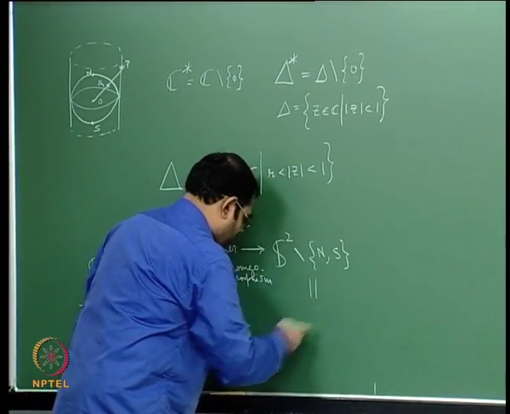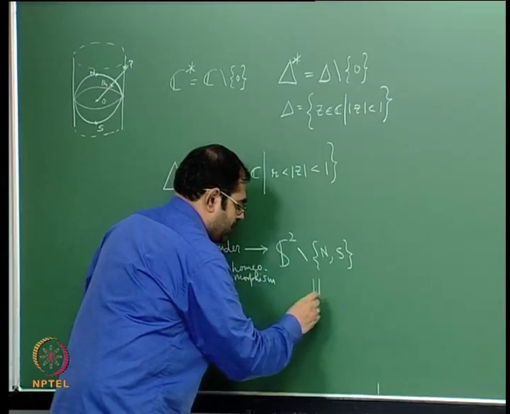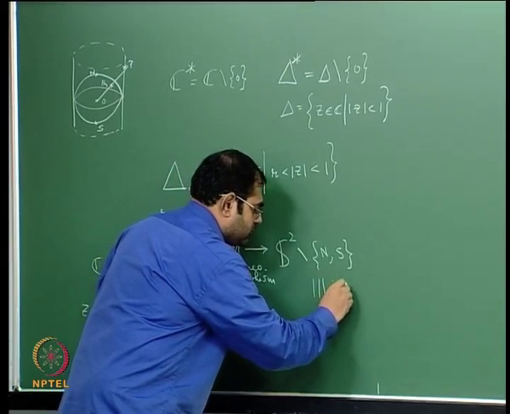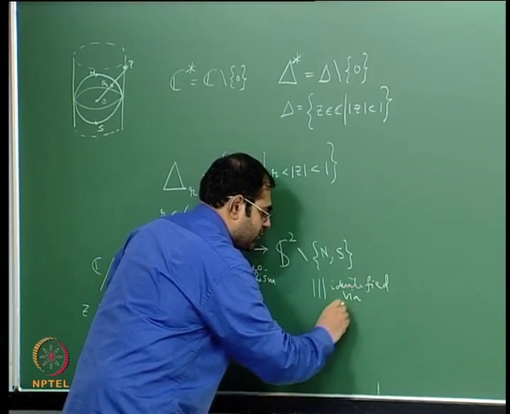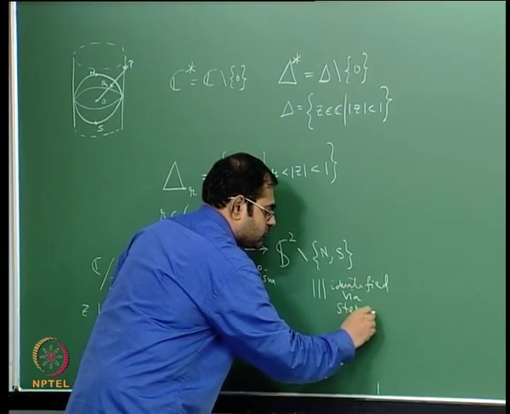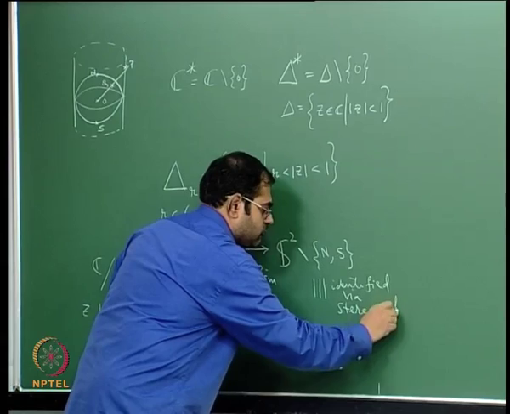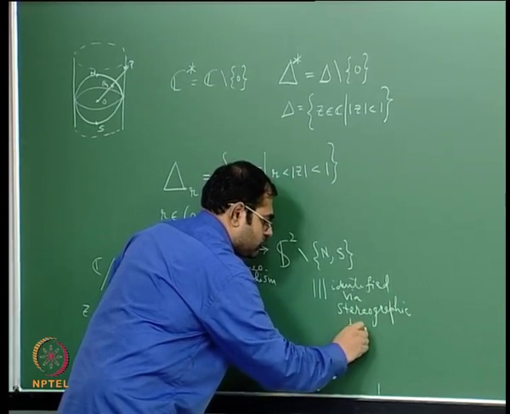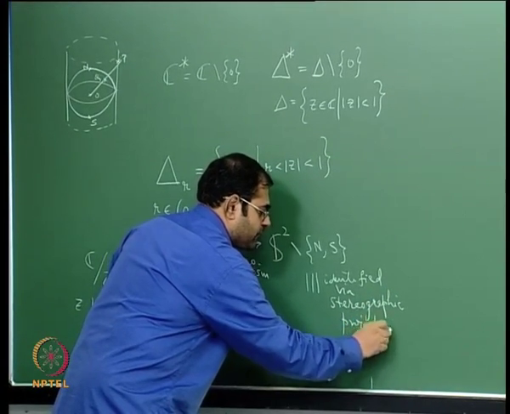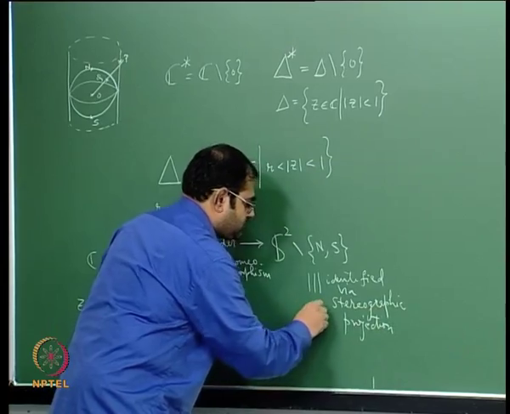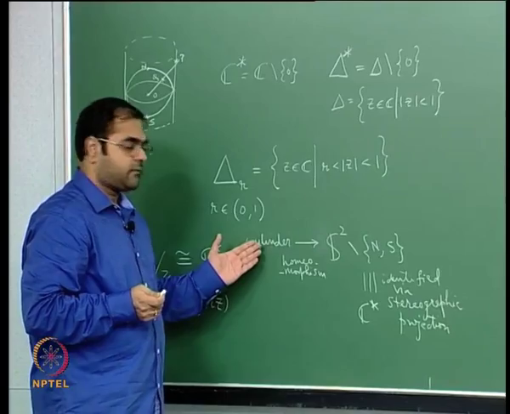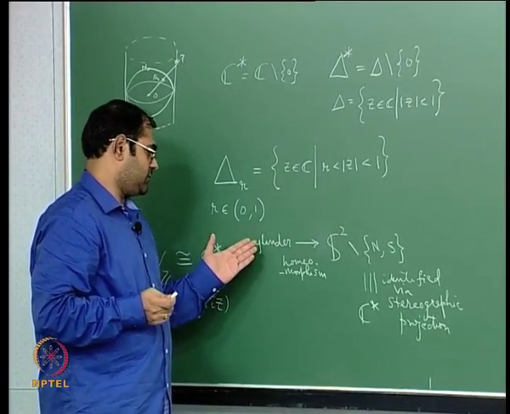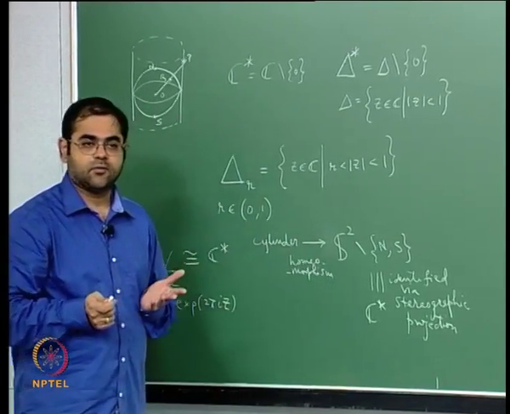So let me put: identify via stereographic projection with C star, okay. So this is a direct way of trying to realize that the cylinder and C star are homeomorphic, okay.